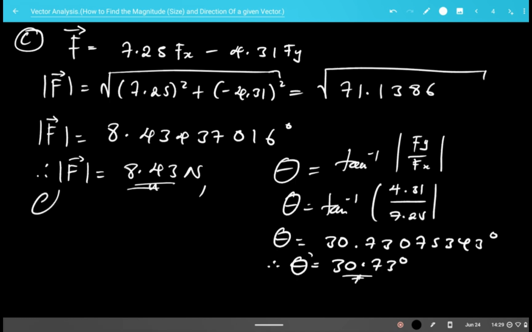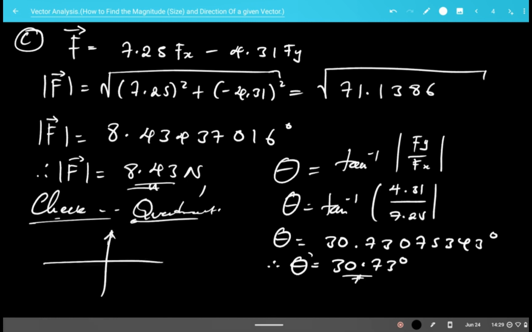We have to check the quadrants now. By checking the quadrant, like I said earlier on, you draw your plane, which is your XY axis plane, and you check the directions of your components. I'm having my Fx component to be positive, but my Fy component to be negative. So I'm moving in the positive x, then going in the negative y, like that. So I'm expecting my angle to be in this quadrant, and this quadrant is called the fourth quadrant.